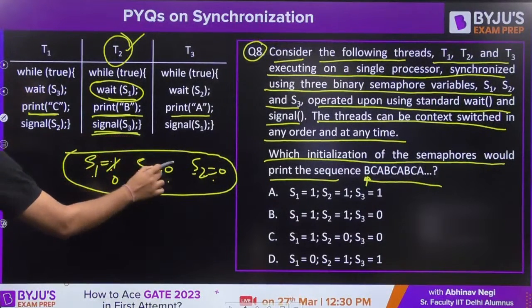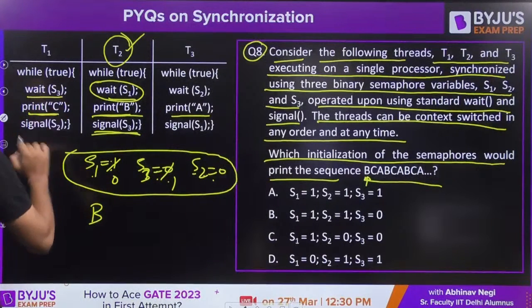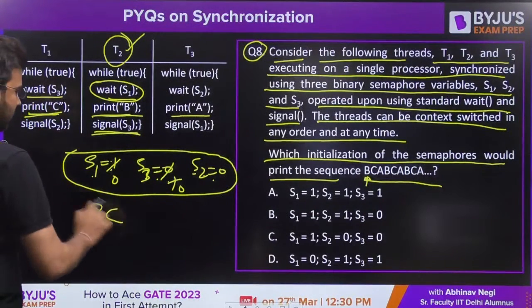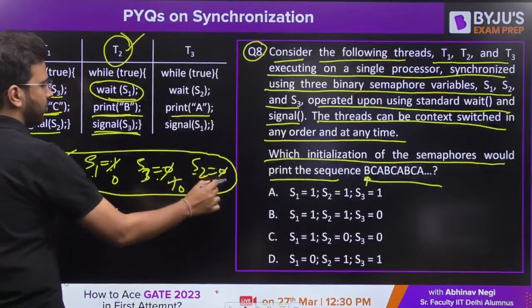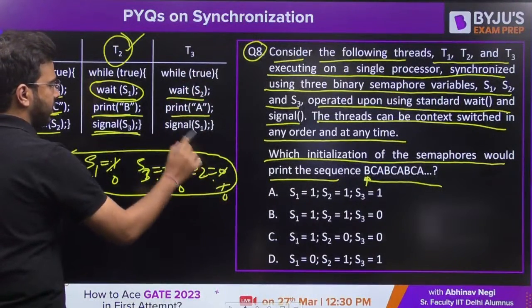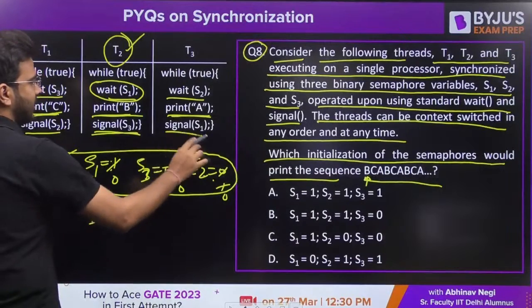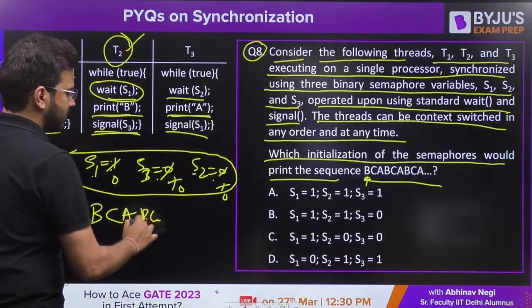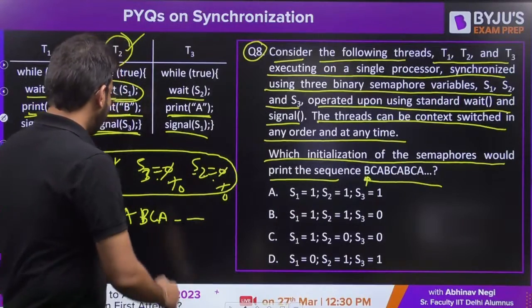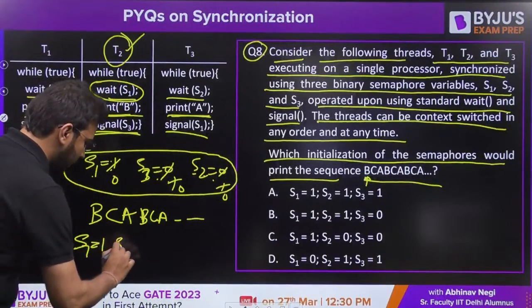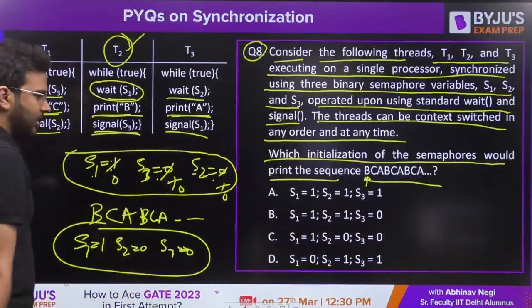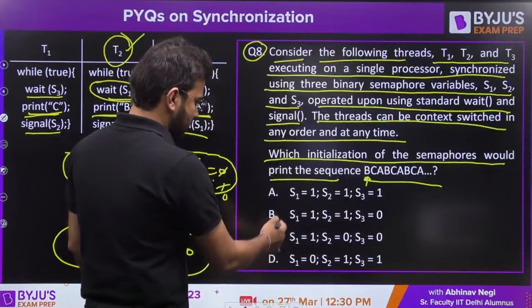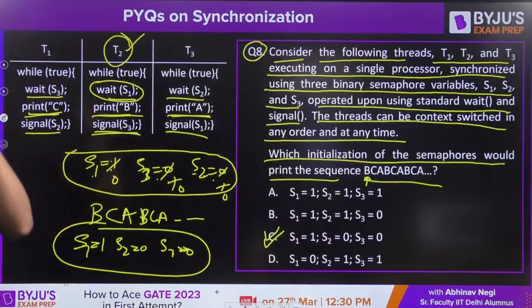So it will signal the value of S3, wait on S3, 0, print C. Clear? Then in that case signal S2, it is going to make it 1, wait on S2, it is going to make it 0, and then print A. Then signal S1, so it is going to repeat like this, BCA, BCA and so on. So initial values should be S1 is equal to 1, S2 is equal to 0 and S3 is equal to 0. Clear? So that means option C is the correct answer for this question.